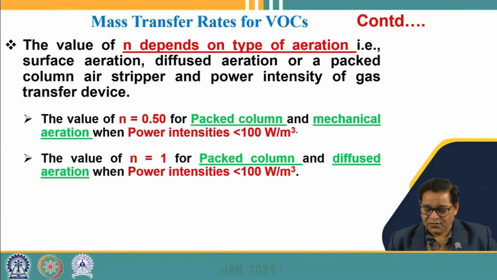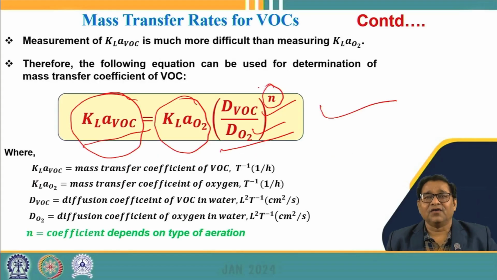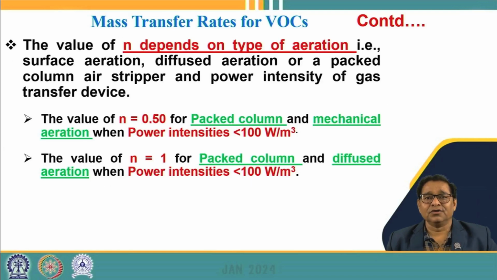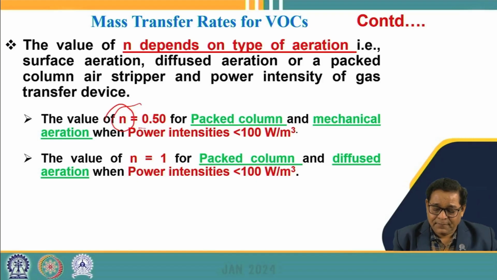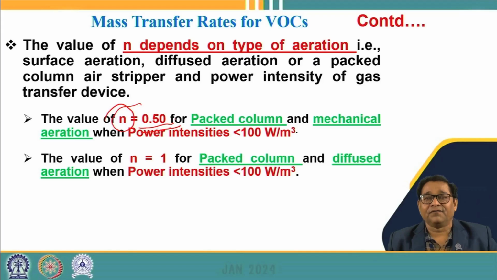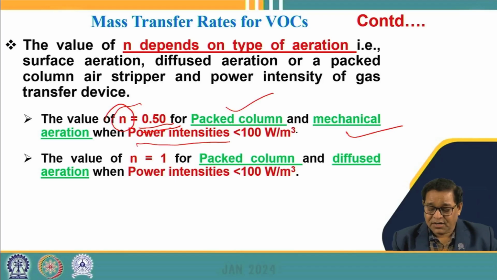And in this equation, the n value is a coefficient which depends upon the type and method of aeration, the characteristic of the solute, the packing media, and the type of towers we are using. You can see the value of n is equal to 0.5 for a packed column having a mechanical aeration system, with the power intensity of the equipment used being less than 100 watt per meter cube.